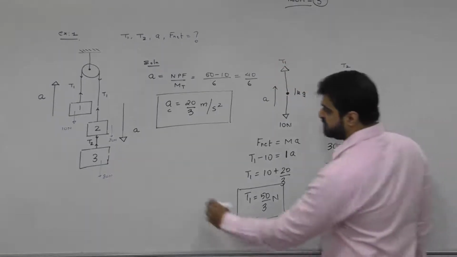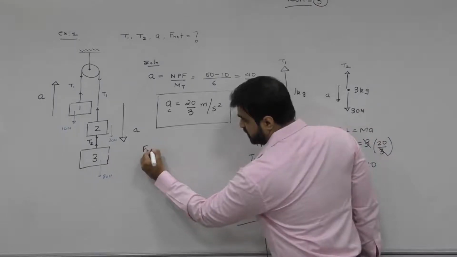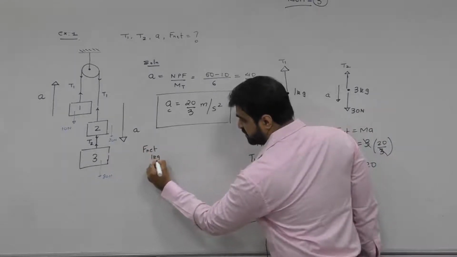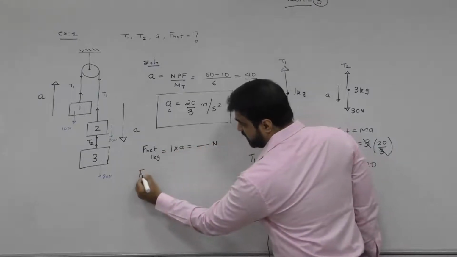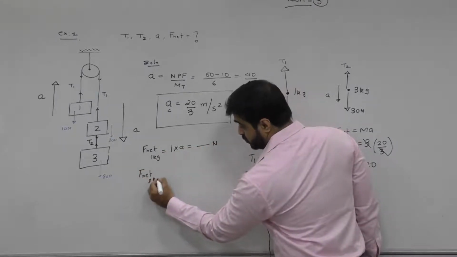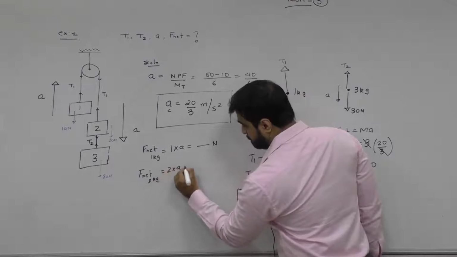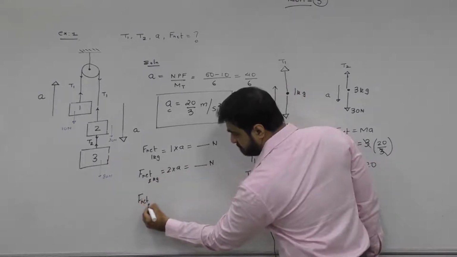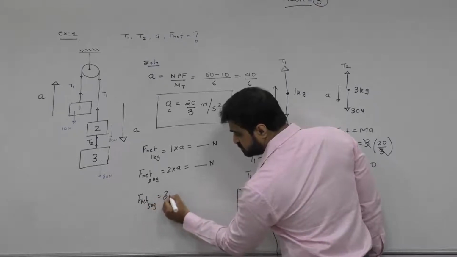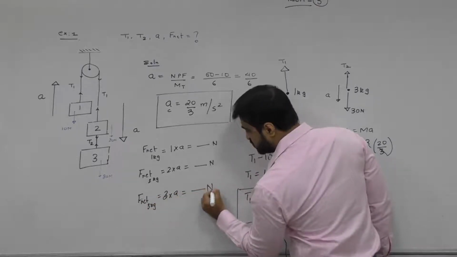Now I need F net on each mass. What is the formula for F net? Can I say F net on 1 kg will become 1 into A? What is F net on 2 kg? 2 into A. What is F net on 3 kg? 3 into A. Brother, is that okay? Thus you can find out.